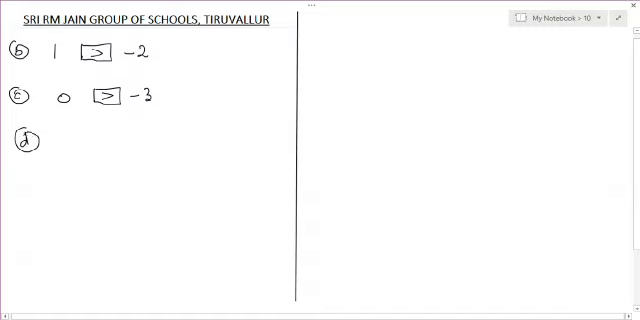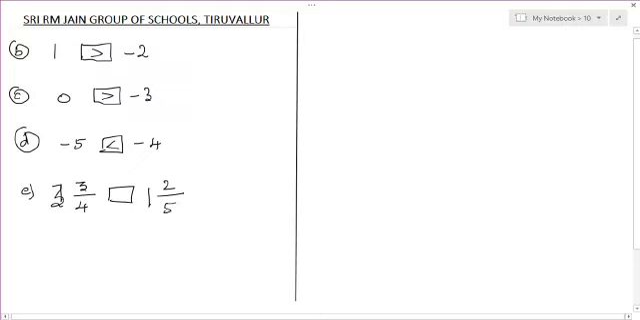Your next sum, minus 5 and minus 4. Again two negative values. The least one is the greatest one. So minus 5 is lesser than minus 4. Next your E sum is 3 by 4. You are going to compare it with 1, 2 by 5.